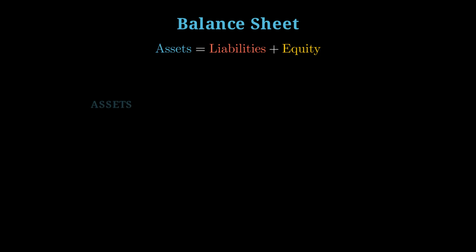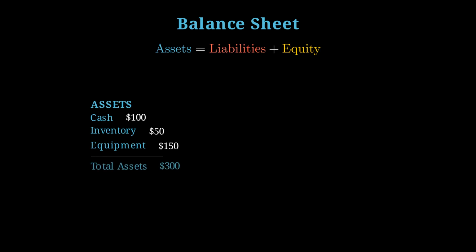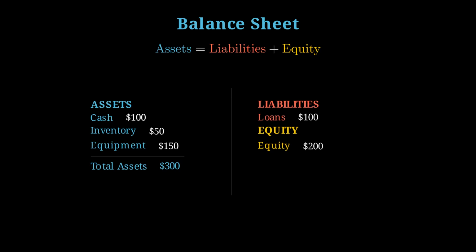The balance sheet answers 3 questions: what do we own, what do we owe, and what's left for shareholders? It shows assets equals liabilities plus equity. Assets are what the company owns: cash, inventory, equipment, buildings. Liabilities are what the company owes: loans, accounts payable, bonds. Equity is what's left for shareholders, the residual value after paying off all liabilities. The balance sheet equation must always balance: assets equals liabilities plus equity. If assets are 100 and liabilities are 60, equity is 40.